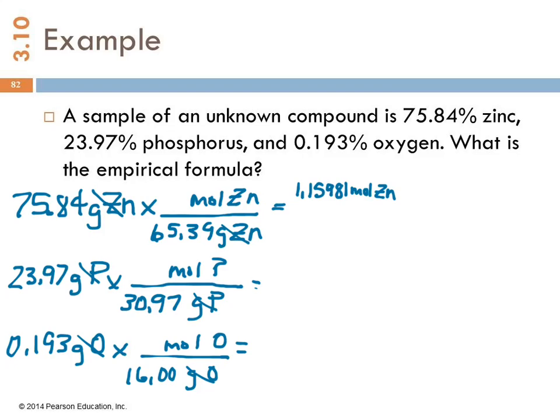23.97 divided by 30.97. This guy is 0.773975 moles of phosphorus. And the oxygen is 0.0120625 moles of oxygen.